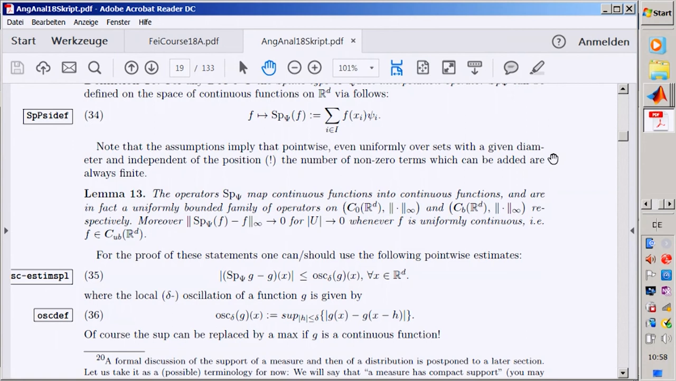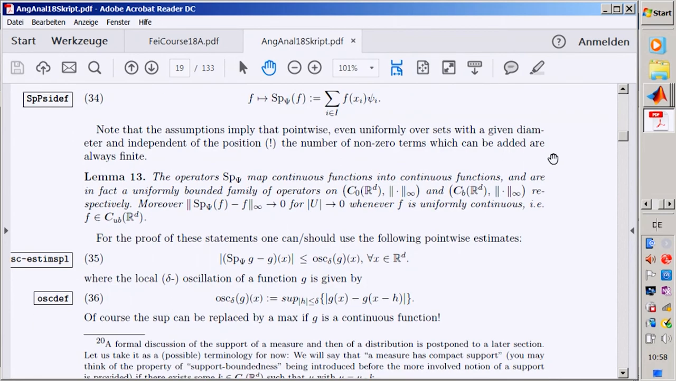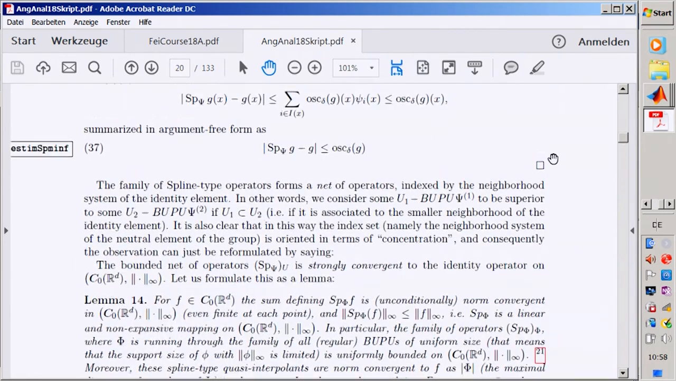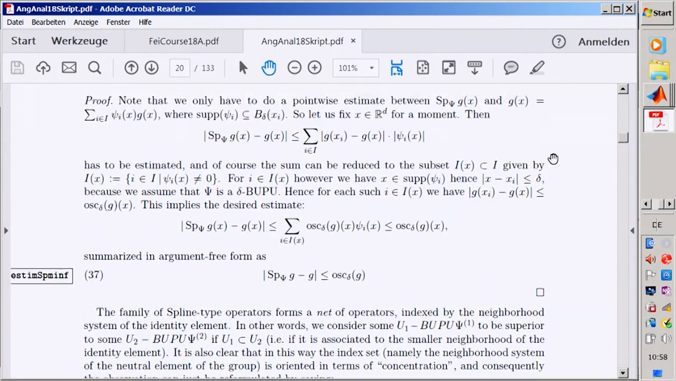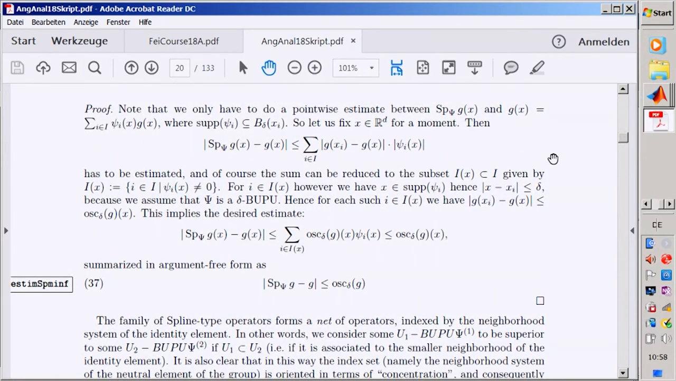It's a pointwise separation. So whatever you do with these interpolating things, you can always control the difference by the oscillation. So maybe we can look at the argument for this. And it's really just this line here. What is the value of the spline interpolation compared to the value of g at x?